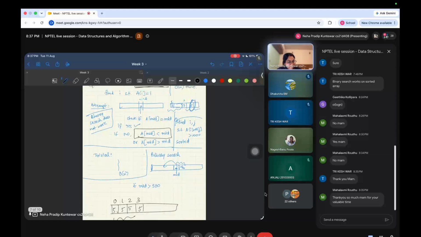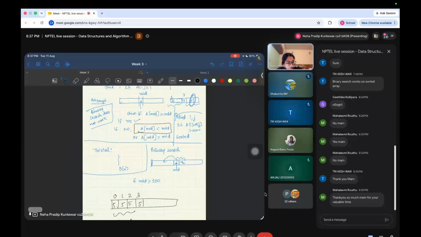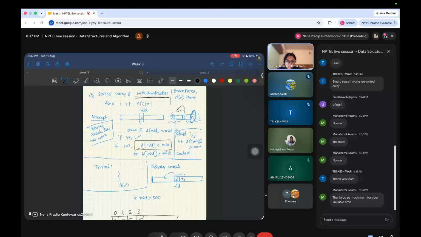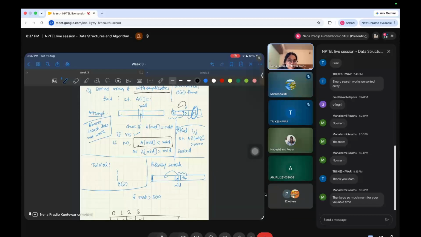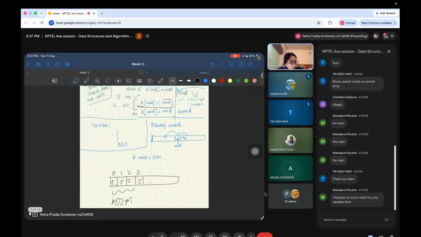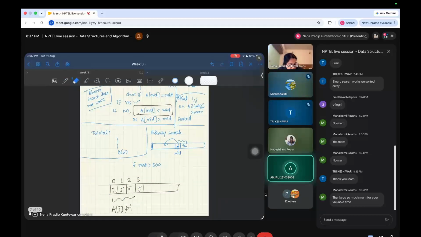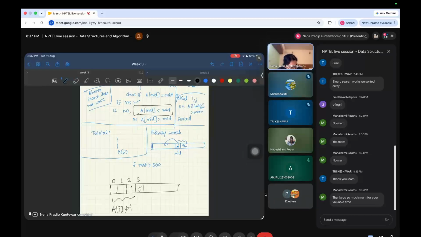Okay. So in this case, you are saying you will go to the left. Is that what you're saying? Yes, ma'am, if A of mid is greater than mid, then we move left. Now what could happen is my array is like this, 4 3 2. So if you go to the left, you will not find your correct answer, right?